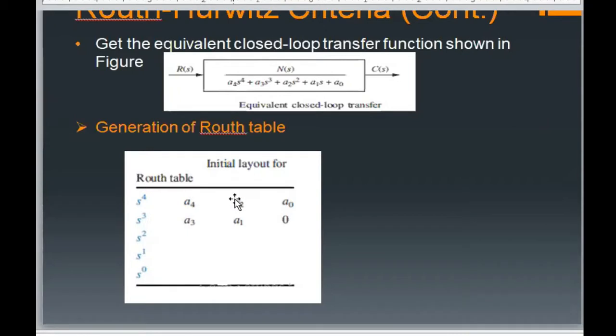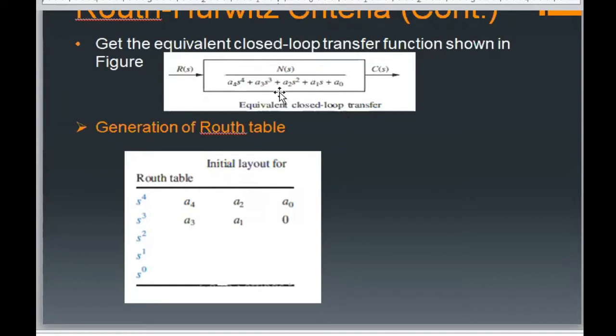Basically S4, then alternate values, or even values, you write on one side: S4, S2, S0. S3, S1, and this value will be 0 because it's going on the other side. Okay, so your coefficients will be A4, A2, and A0. A4 is the coefficient for S4, A2 is the coefficient for S2, and A0 is the coefficient for S0. Okay, for the even values.